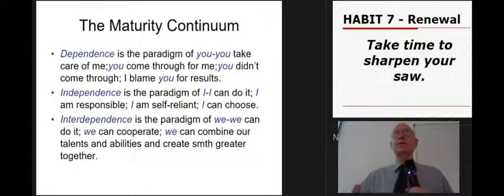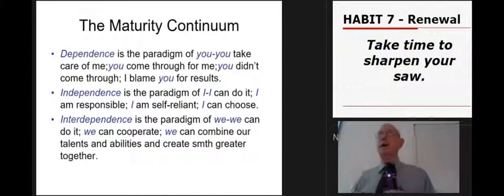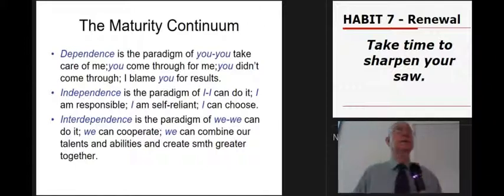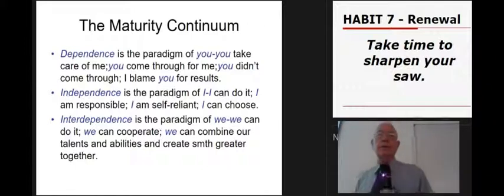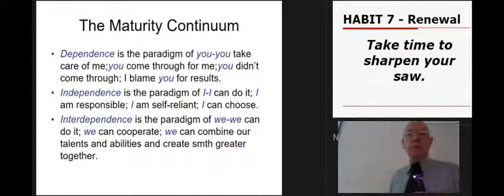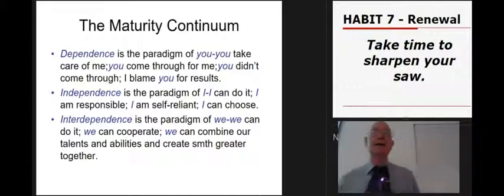Just 1 + 1 does not equal 2 if you achieve synergy. It equals 3 or 4 or 5. It can multiply your achievement if you learn how to achieve synergy. Okay, so I just wanted to review some of those basic concepts.